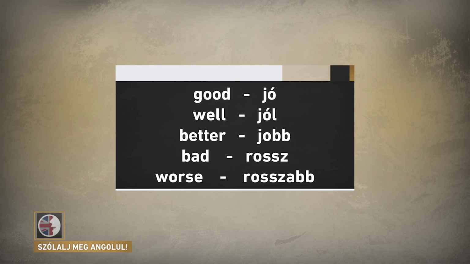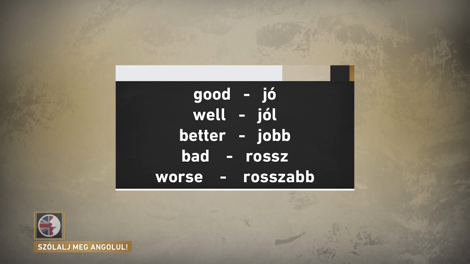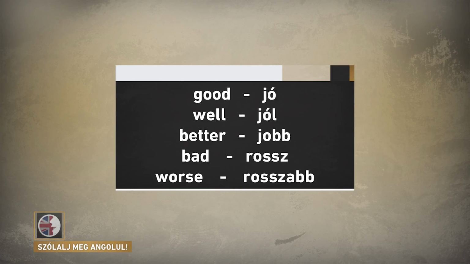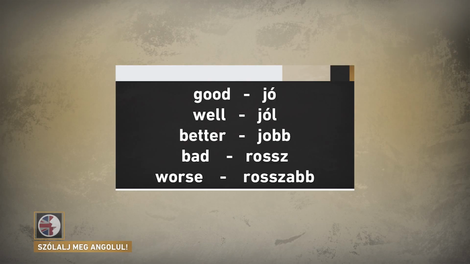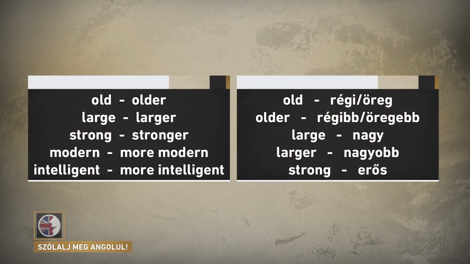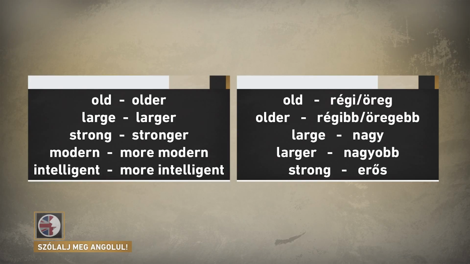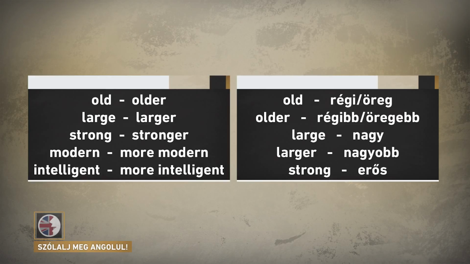The adjective bad also changes in a strange way. The comparative form for bad is worse. When you have a toothache, you feel bad. But if someone shoots you, you feel worse. Old, older, large, larger, strong, stronger, modern, more modern, intelligent, more intelligent.